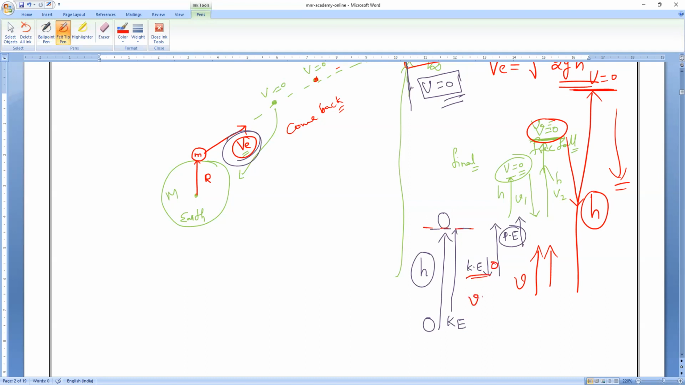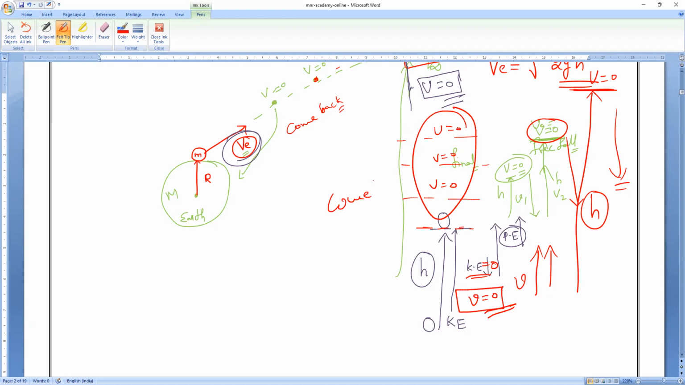Wherever the kinetic energy becomes 0, the velocity becomes what? 0. So at every point, whatever the velocity you have thrown with, after reaching a certain height, the final velocity definitely becomes 0. But when the final velocity becomes 0, if it is under the influence of gravity, it will definitely come back to the surface of the Earth.